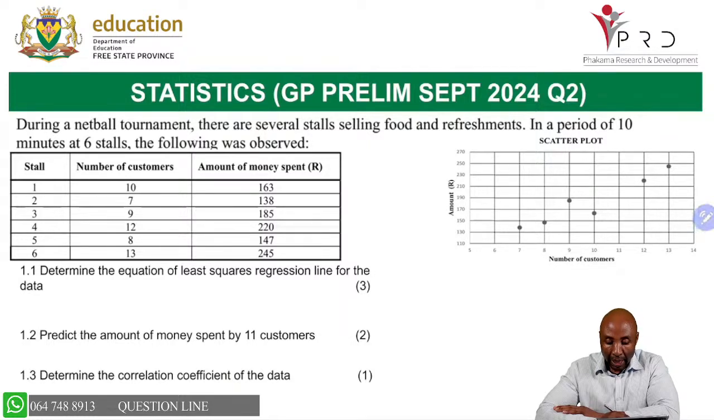Now, I would ask you to answer the question from Gauteng Prelim. You will see there's a similarity there. Let's answer question 1.1 up to 1.3, and I'm giving you 4 minutes to do the answers there.